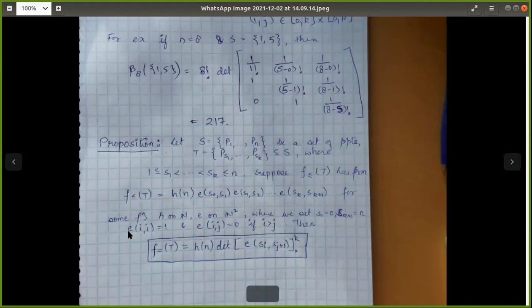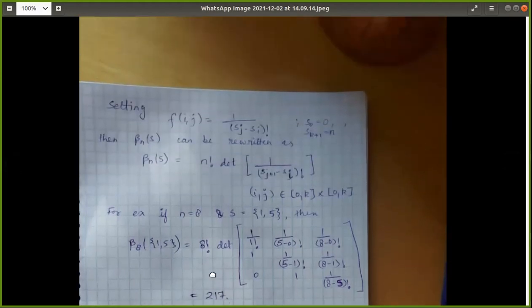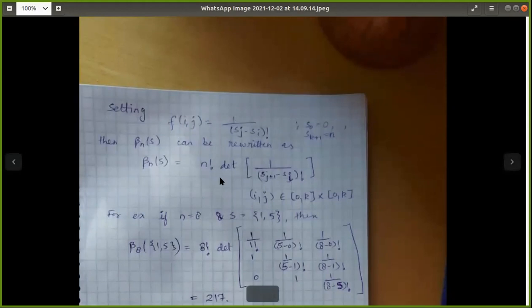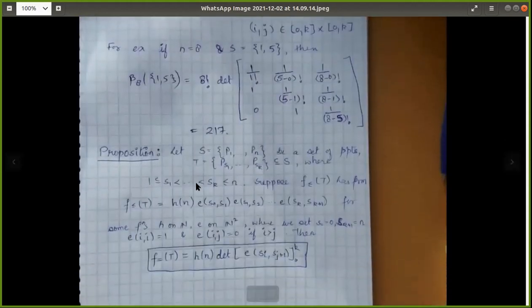So you see here, E is defined not on the whole of n cross n, or even for that matter, k plus 1 cross k plus 1. Only on some portions it is defined to be 1 and 0. In this particular case, the rest of the entries are given by 1 upon (s_j minus s_i) factorial. Similarly, in other cases, E is defined for the rest of the entries, and that way you get this full matrix.